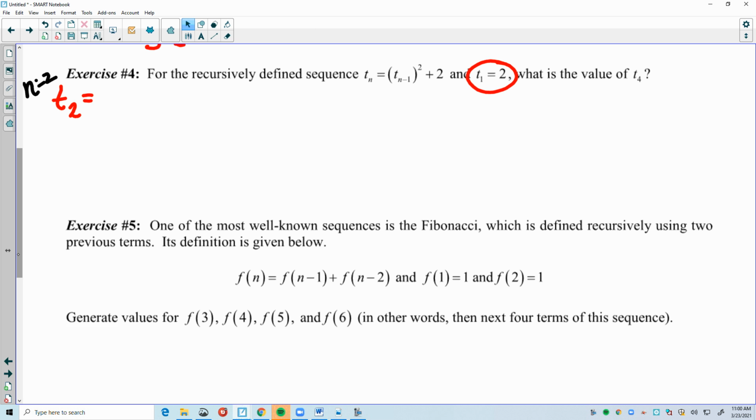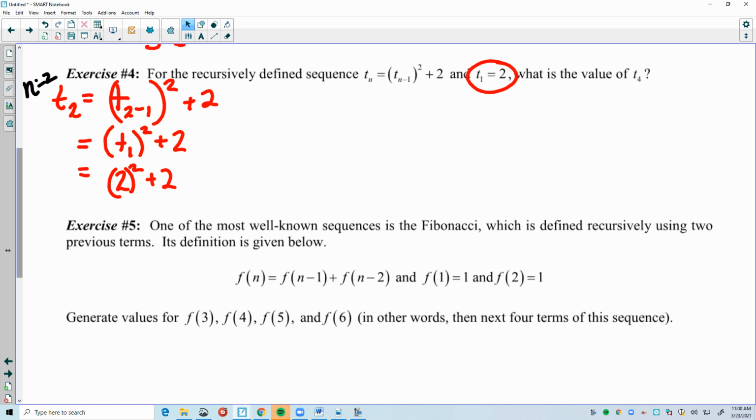So if we plug that in the formula, that's saying we're going to have t sub 2 minus 1, and we're going to square that, and then add on 2. So 2 minus 1 is 1. That means we're taking our first term, squaring that, and adding on 2. So our first term is 2. We're going to take 2, square it, and add on 2. 2 squared is 4, plus 2, we get 6. So our second term is 6.